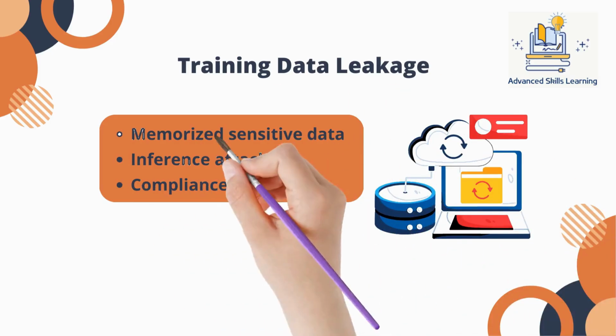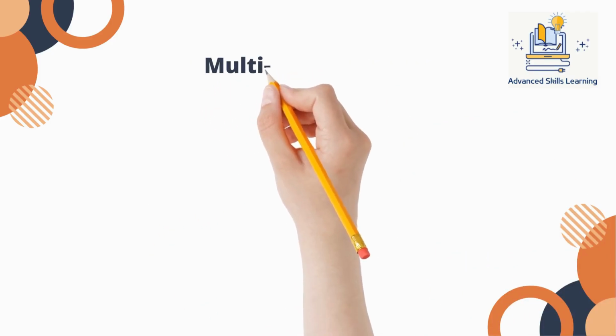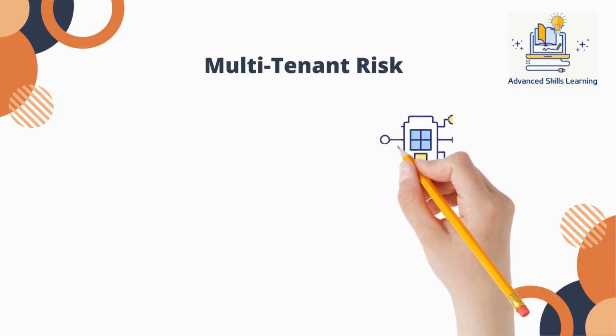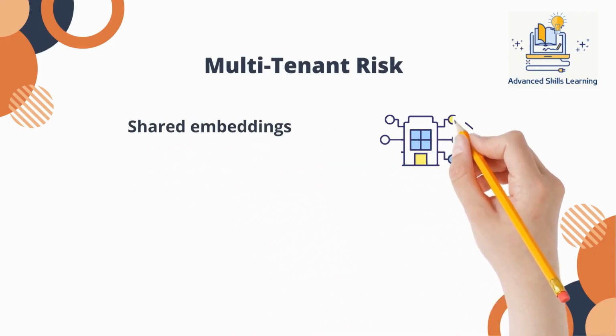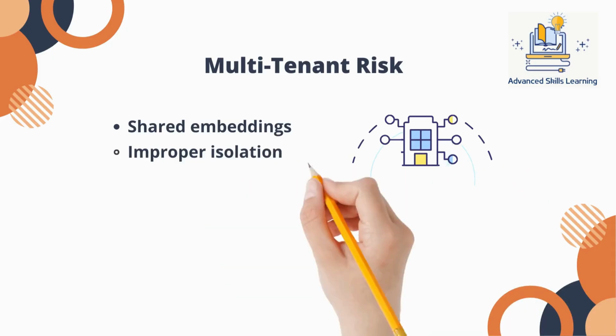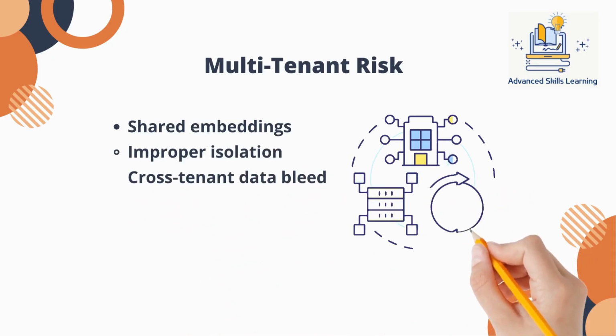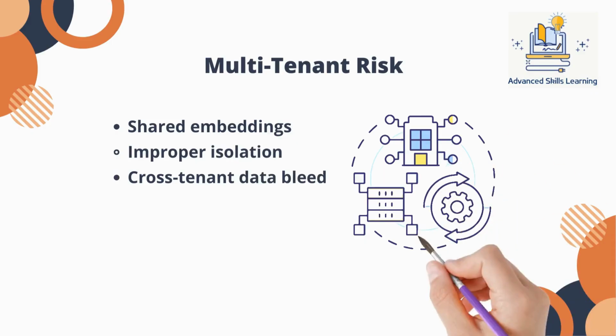In multi-tenant architectures, isolation becomes critical. If multiple customers share the same vector database or embedding infrastructure, improper filtering or metadata enforcement could allow cross-tenant data retrieval. Even subtle indexing mistakes can lead to data bleed between tenants, a catastrophic outcome in enterprise systems.